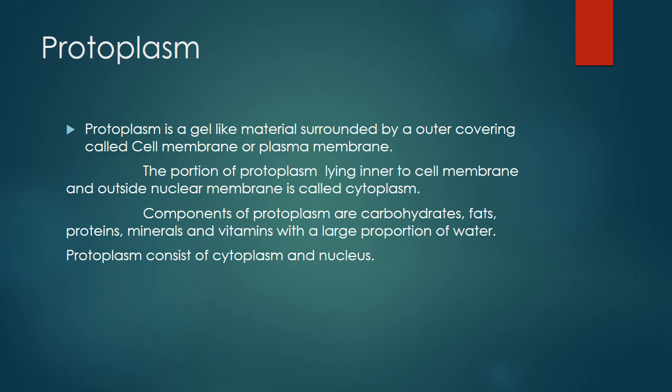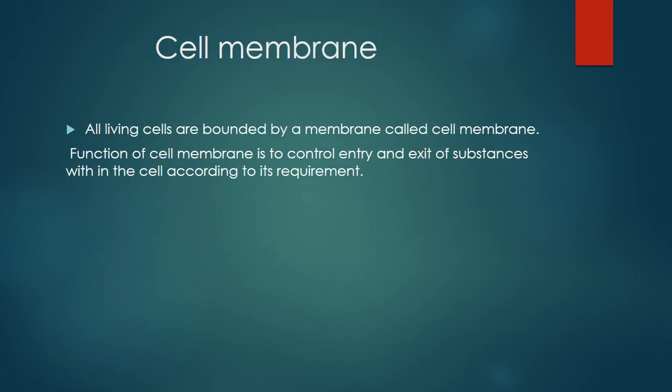Protoplasm consists of cytoplasm and cell membrane. All living cells are bounded by a membrane called cell membrane. Function of cell membrane is to control entry and exit of substances within the cell according to its requirements. These substances may be gases, liquids or solids.